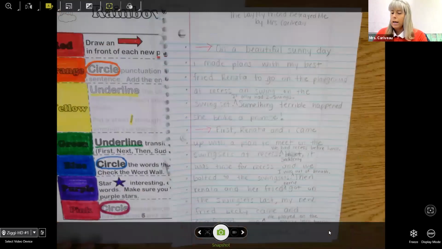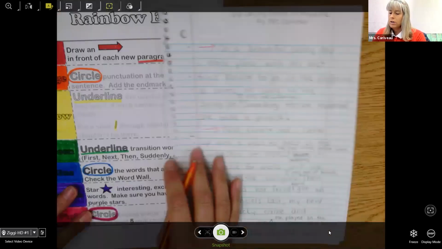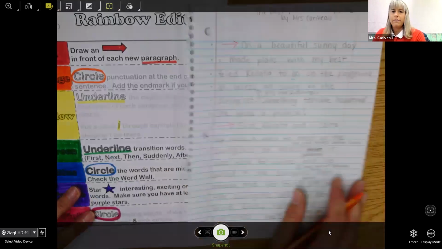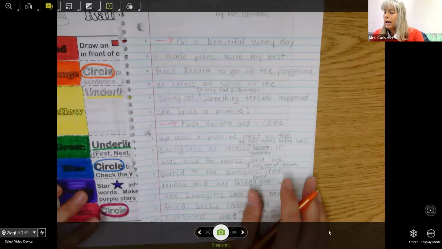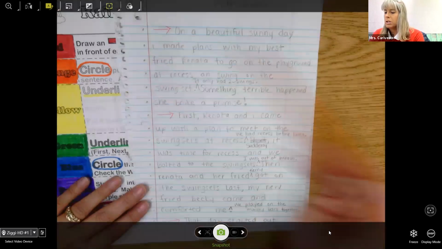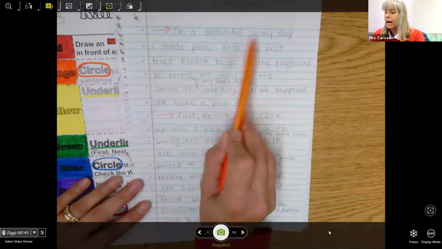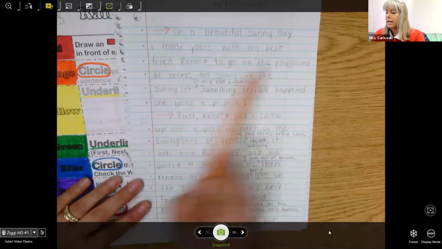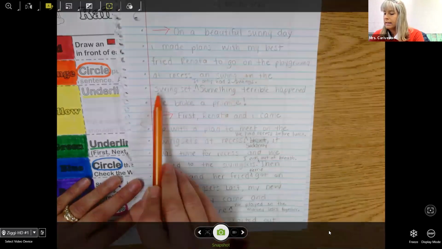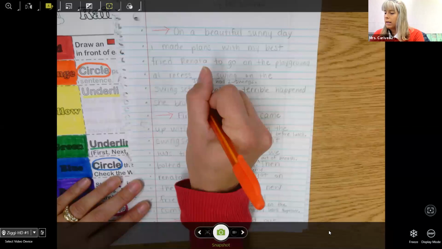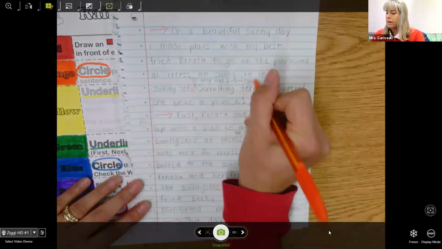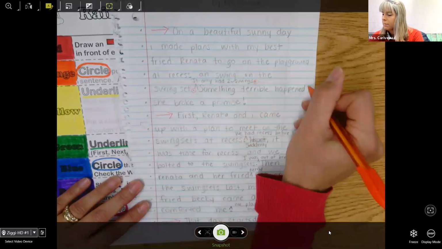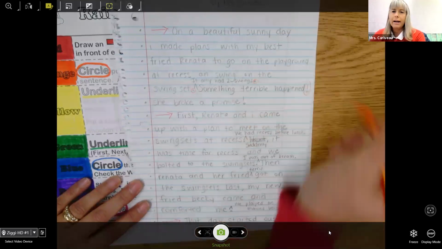Next step is orange. So I'm going to circle punctuation at the end of the sentence. And I'm going to add an end mark if I forgot. Okay, so I have to read my story and see where my punctuation is supposed to be. On a beautiful sunny day, I made plans with my best friend Renata to go on the playground at recess and swing on the swing set. Yep, I remembered. It only had 2 swings. There's my period. Something terrible happened. Oh, I think I'm going to put an exclamation point there. So I forgot it. I'm going to add it in.